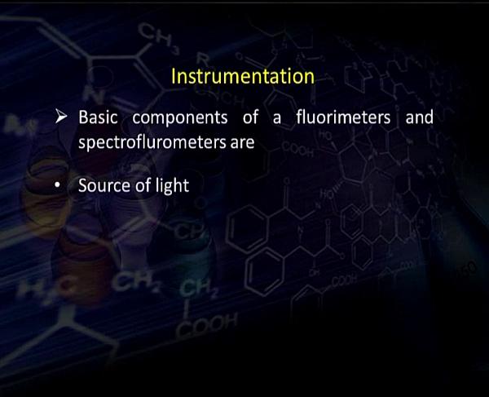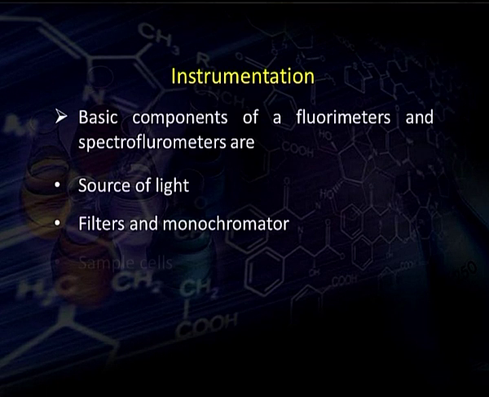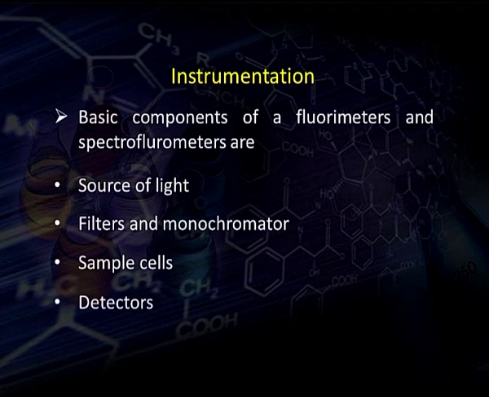Coming on to the instrumentation part of fluorescence spectroscopy. The basic components of a fluorimeter and spectrofluorometer are number 1, source of light, 2, filters and monochromators, 3, sample cells, 4, detectors. So, these are the components. Now, coming on to the source of light. The source of light can be mercury arc lamp, xenon arc lamp, tungsten lamp, tunable dye laser.